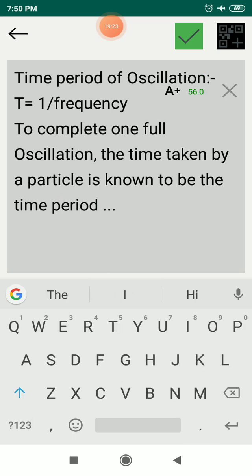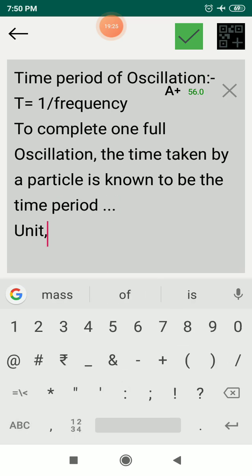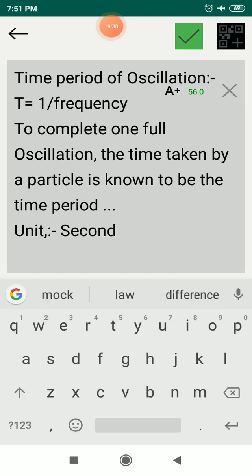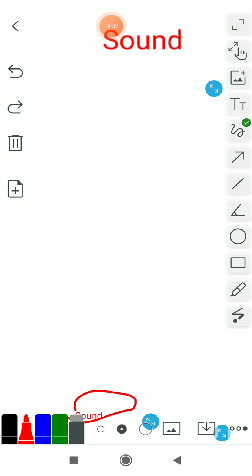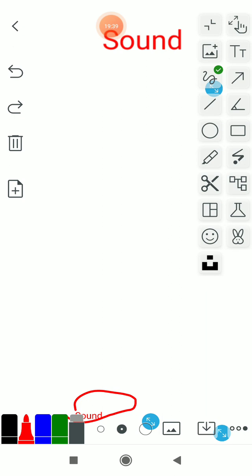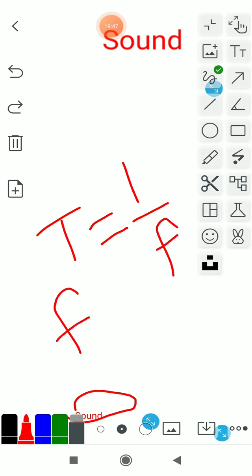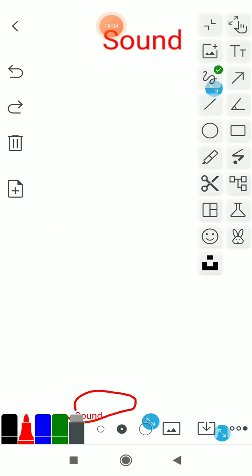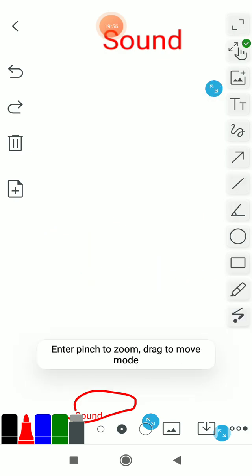And what is the unit of time period? The unit of time period will be second. That's it. So time period is what? The time taken to complete one full oscillation will be the time period. And the relation between time period and frequency is T equals 1 by f, or you can write frequency is 1 by time period. That's it.